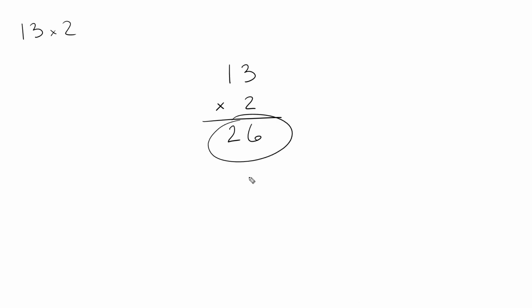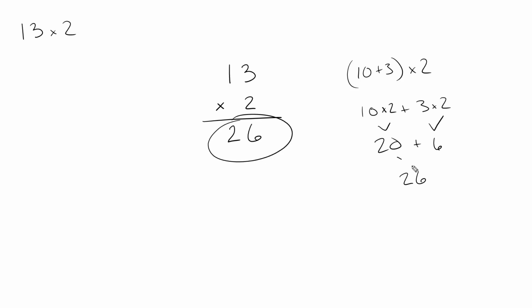We talked in the box method video about 13 times 2 being the same as the quantity 10 plus 3 times 2, which is the same as 10 times 2 plus 3 times 2. In the standard algorithm, we multiplied 3 times 2, which equals 6, first, and then 10 times 2, which equals 20, and we essentially added them together when we wrote the 2 in the tens place next to the 6 in the ones place.